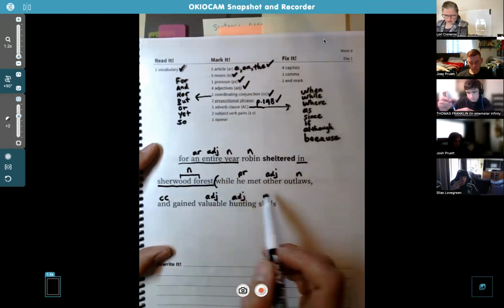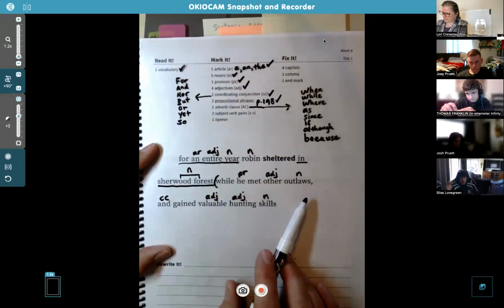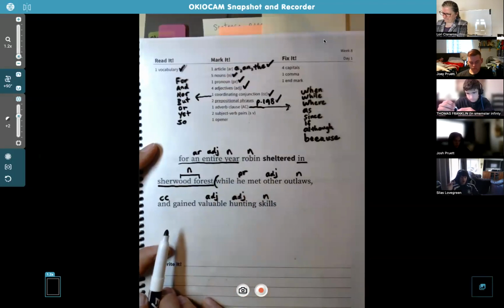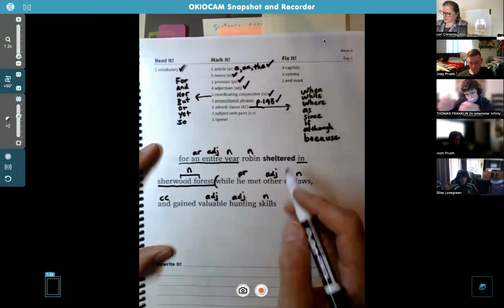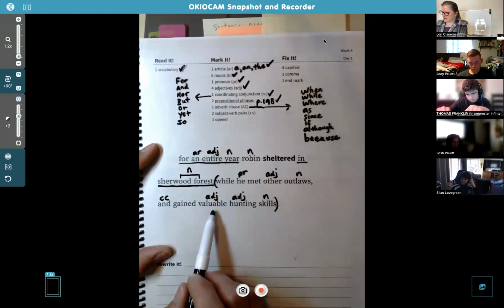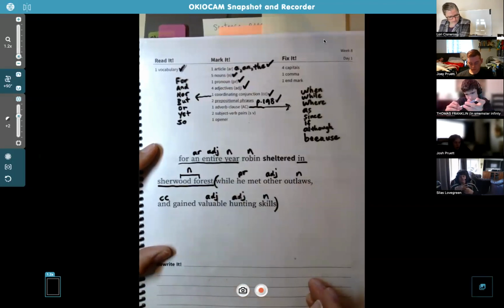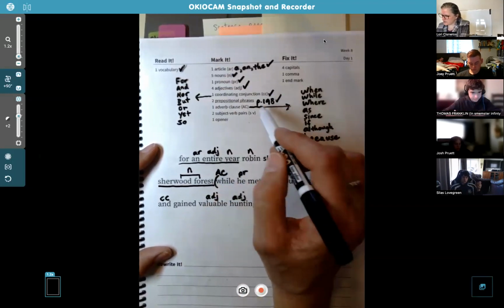Where does it end? While, it ends at other outlaws. It actually keeps going all the way to the end of the sentence. While he met other outlaws and gained valuable hunting skills. Okay. And we're going to label it with AC for adverb clause.